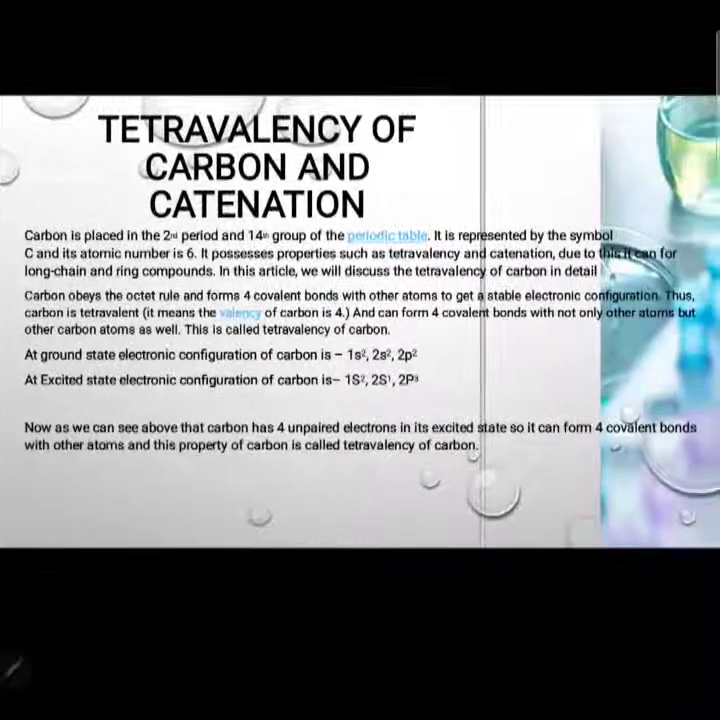So right here, we're going to look at carbon. Carbon can be found in the second period and the 14th group of the periodic table. I want you to go to your periodic table if you don't understand what the periodic table is. It is represented by the symbol C with atomic number 6. So the 6th element in the periodic table is carbon. Now, what is this tetravalency we are talking about? Tetravalency simply means tetra and valency. Now, we know what valency is. The valency of an element is the total number of electrons in the outermost shell.